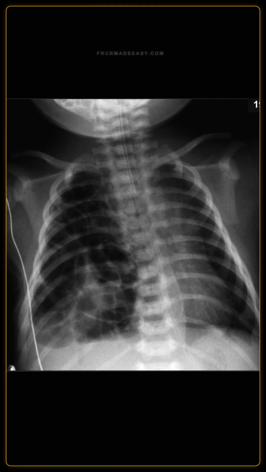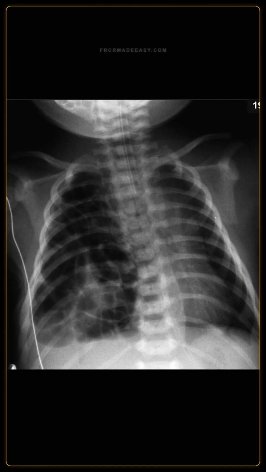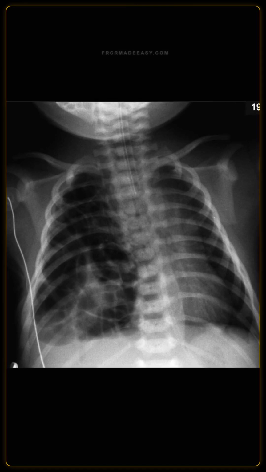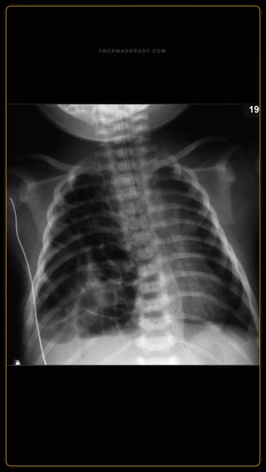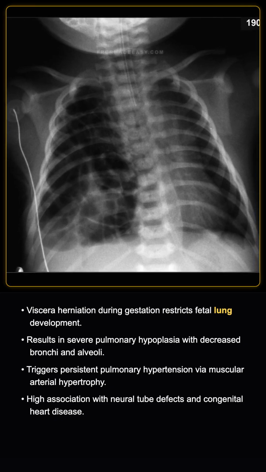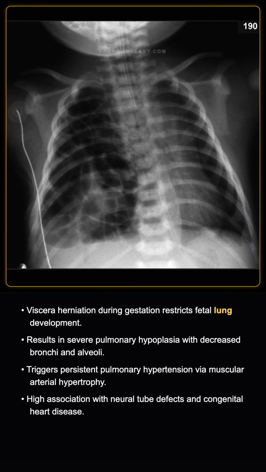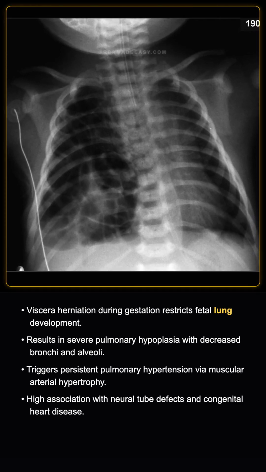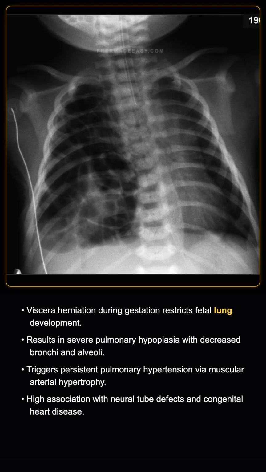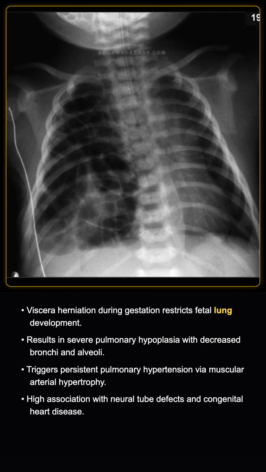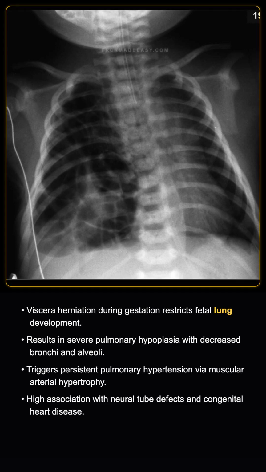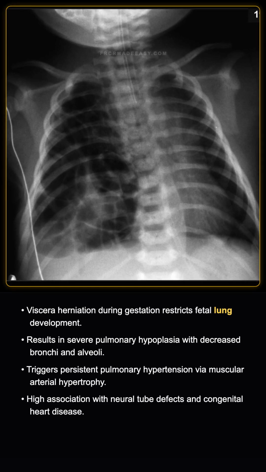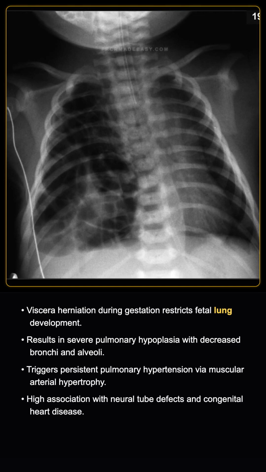Describe the pathophysiology of the respiratory distress in these neonates and the major associated anomalies. The respiratory distress is primarily driven by severe pulmonary hypoplasia and persistent pulmonary hypertension. The physical presence of herniated abdominal organs in the thoracic cavity during fetal life restricts normal lung development, leading to a decreased number of bronchial branches and alveoli and hypertrophied pulmonary arterial muscle.